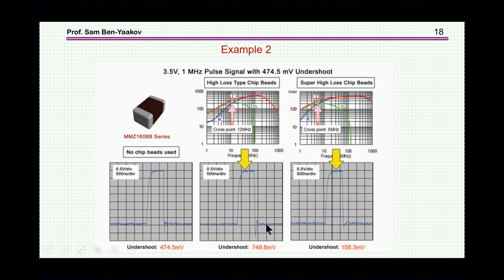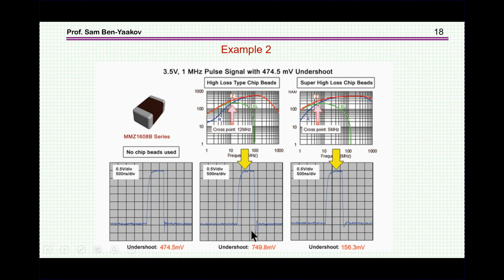Here's another example. It's also by TDK, in fact. We have two cases. These are two beads. Here, there is a crossover point at 12 megahertz. That's here, between the inductive and resistive part. And here we have it at 5 megahertz. So now we have a pulse. And again, I don't know if you can see it clearly. This is an undershoot, a very sharp undershoot here. And then they put this bead and this bead in the line. They don't show exactly the circuit, but it really doesn't matter to make the point.